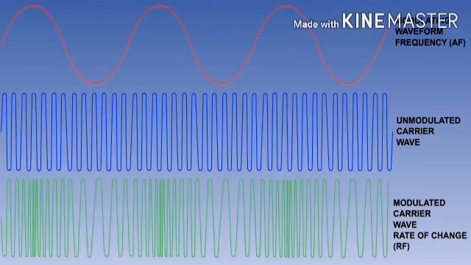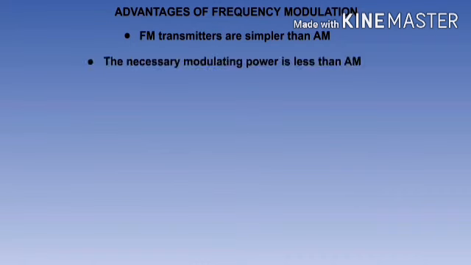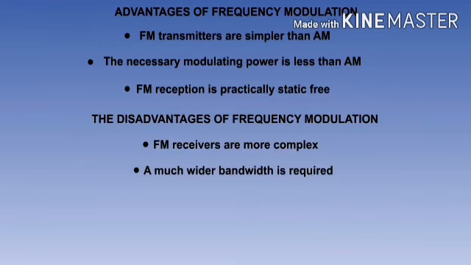The frequency of the modulating waveform is represented by the rate of change of the carrier wave frequency. So the greater the frequency of the audio signal, the more frequently is the radio frequency pattern repeated. What then are the relative advantages and disadvantages of the techniques of FM and AM? The advantages of FM are: FM transmitters are simpler than AM transmitters. The necessary modulating power is less than AM. FM reception is practically static-free. The disadvantages of FM are: FM receivers are more complex, and a much wider bandwidth is required.